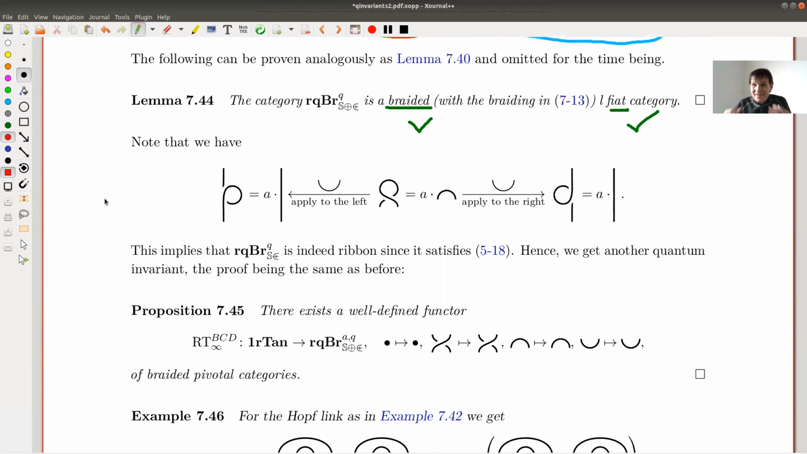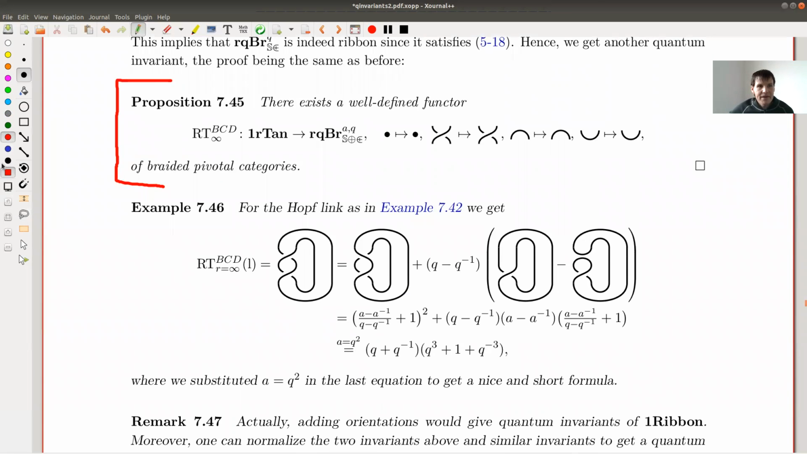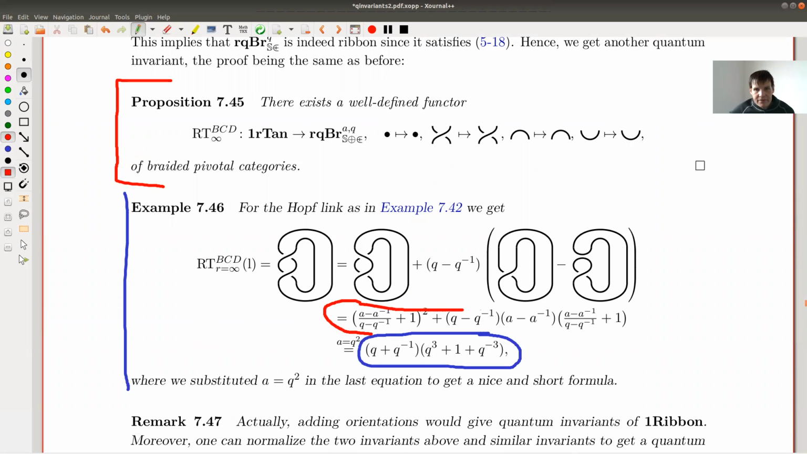We have a machinery. As soon as we have those categories, we get all those quantum invariants. Same proposition. I just give it a different name, but it's the same proposition. You can do the same kind of calculations, and you get a quantum invariant. You get a polynomial invariant in this case, of the Hopf link. Maybe this was too fast, but it doesn't matter.